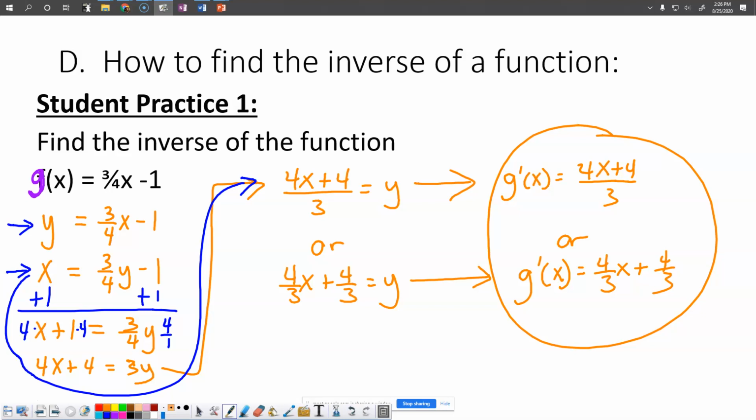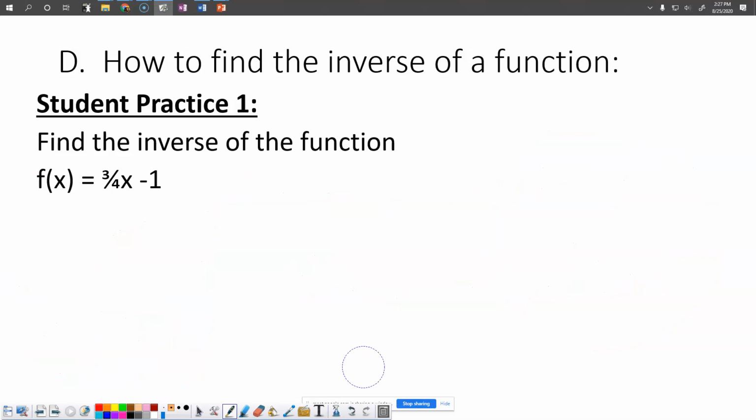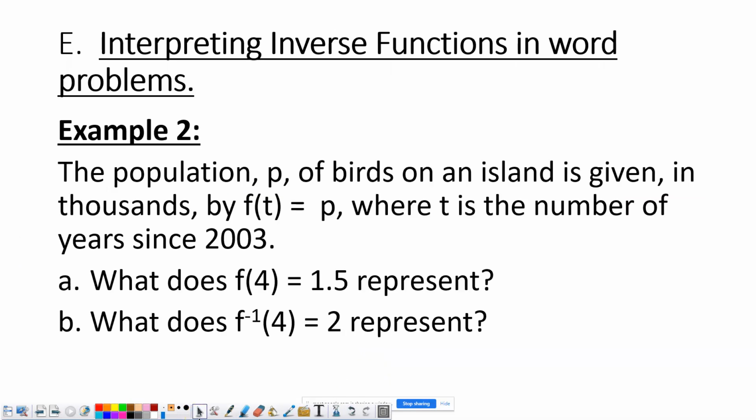And then replace the y with g with a little negative 1. I forgot to put the negative there. g inverse of x. Okay? So that's how you can find the equation of an inverse function. Okay? Now we'll talk about how to interpret that stuff in the context of a word problem.